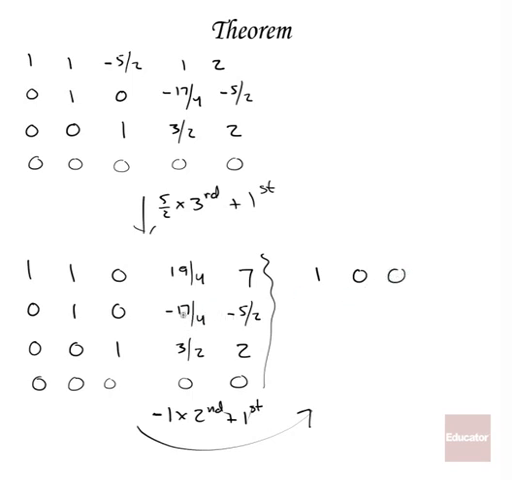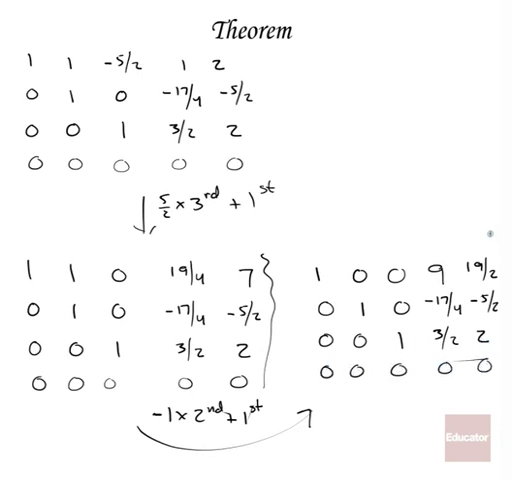Minus 1 times negative 17 fourths plus 19 fourths. You end up with 19 fourths plus 17 fourths, 36 fourths, which is 9. And then the same thing here. Minus 1 times 5 halves is 5 halves plus 7. You end up with 19 halves. 0, 1, 0, negative 17 fourths, negative 5 halves. Here you get 0, 0, 1, 3 halves, and 2, 0, 0, 0, 0, 0.